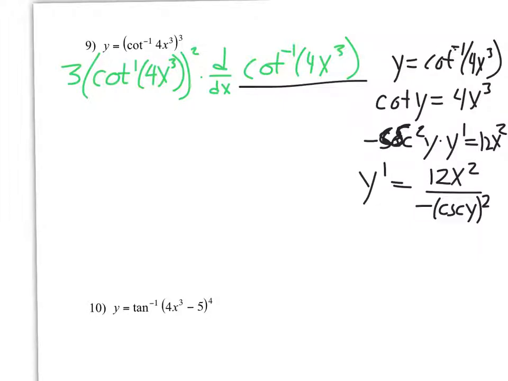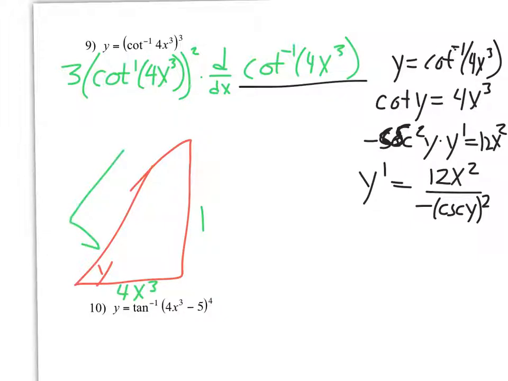The reason I'm going to write this kind of funny is because I know something's going to happen when we do the triangle setup. Okay, so let's make our triangle. So we've got a y going on there, and that's an awesome triangle, by the way. No judgment from me. Cotangent of y is adjacent over opposite, so that would be 4x cubed over 1. The hypotenuse would be 4x cubed squared plus 1 inside of a square root.